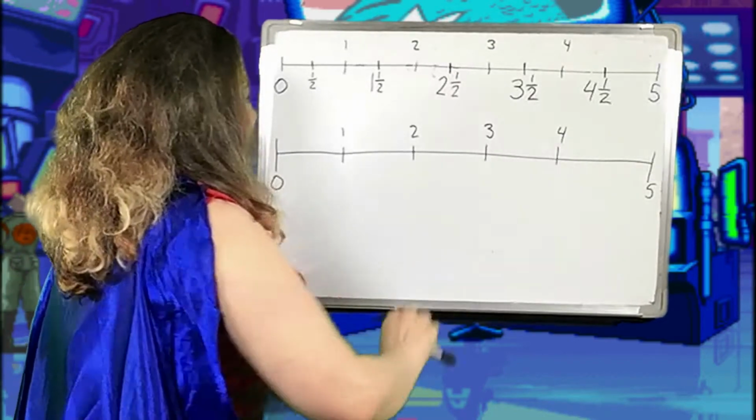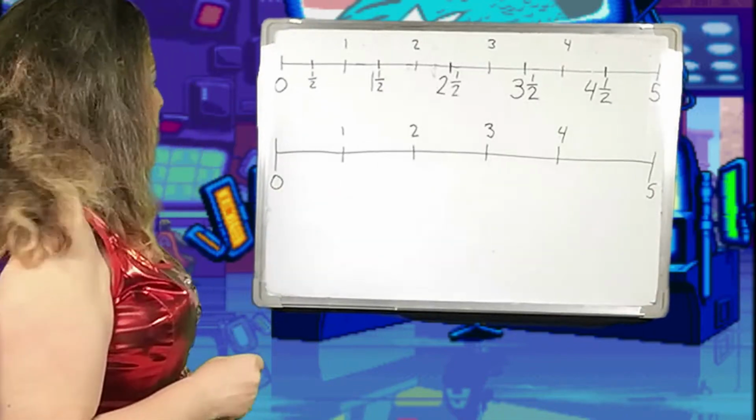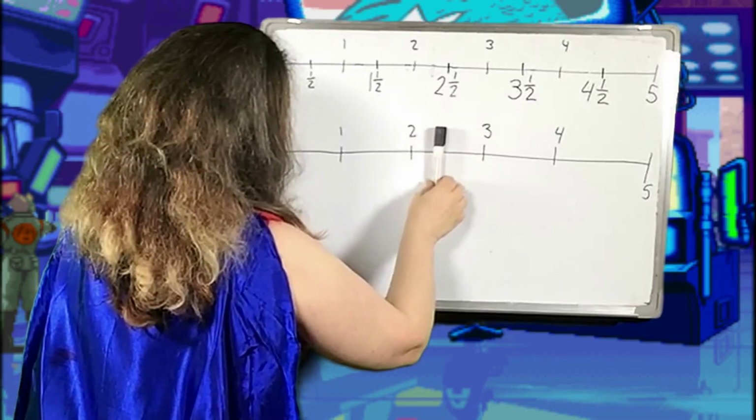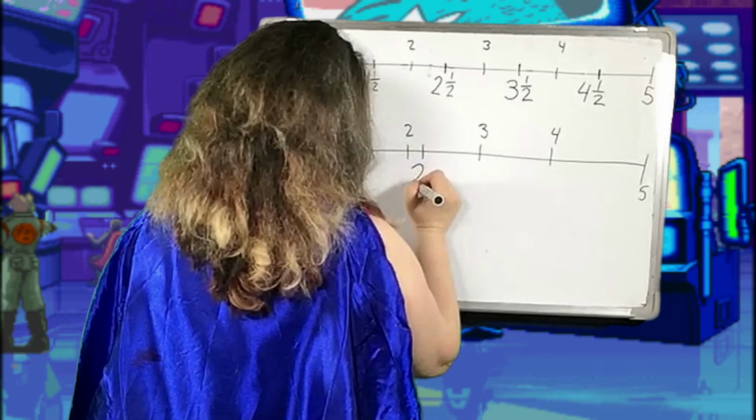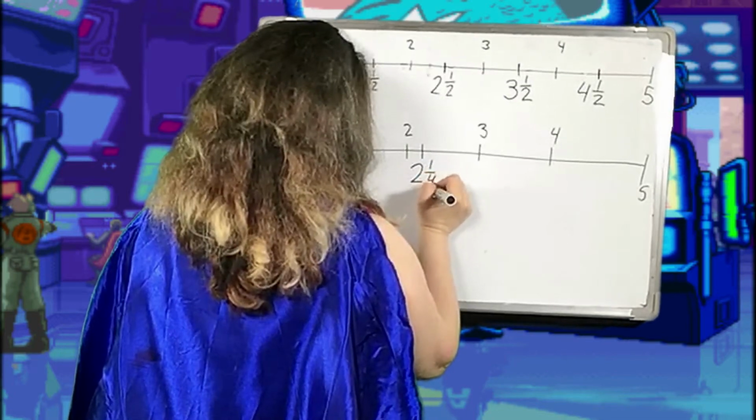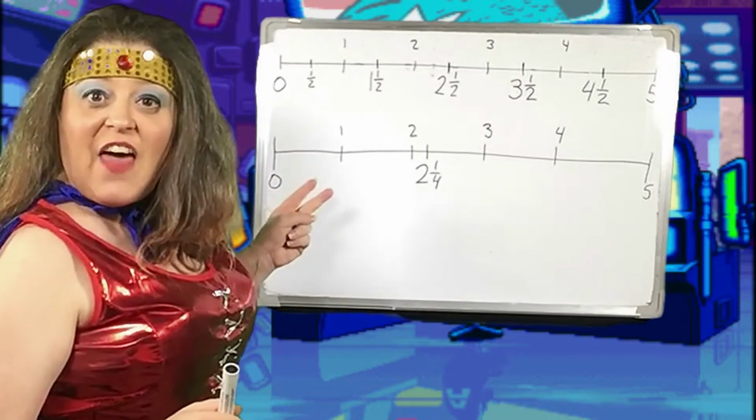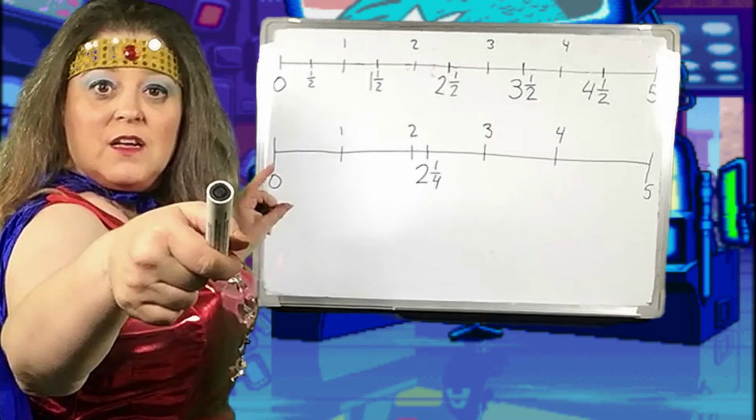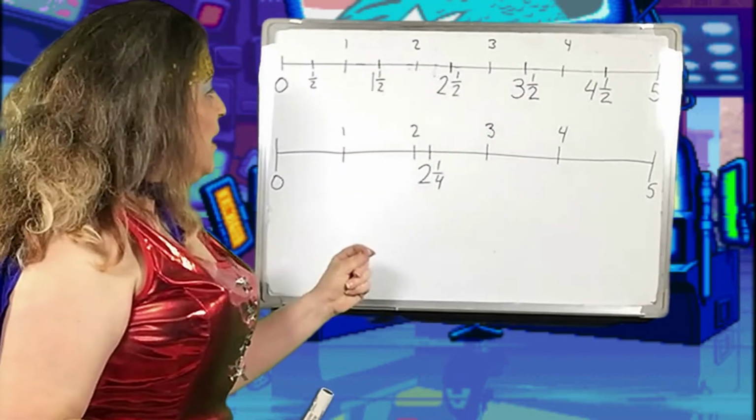That's a good one. Yes, 2.25. Well, where would that go? Well, we can see here where 2.5 is, and we know that a quarter is half of a half, so 2.25 would go there. That was a very good idea. Well done. Does someone have another one? Yes, 4.75.